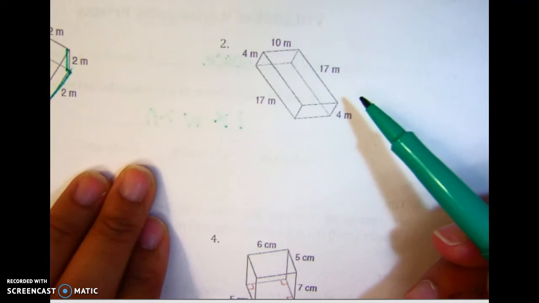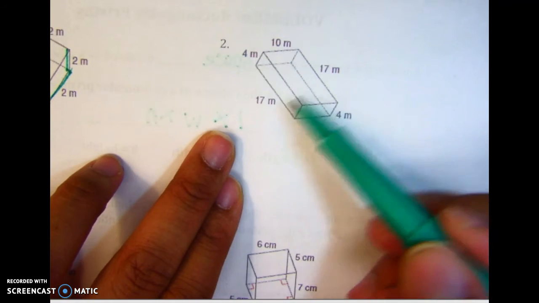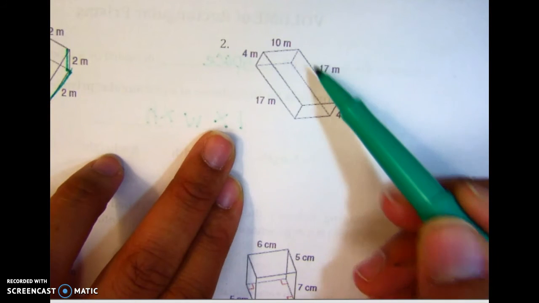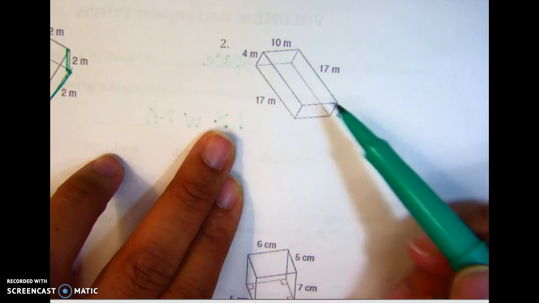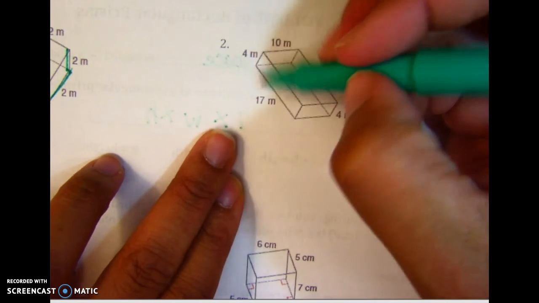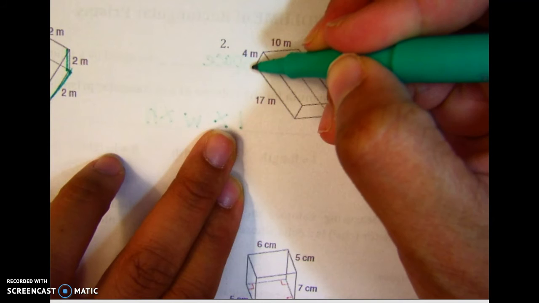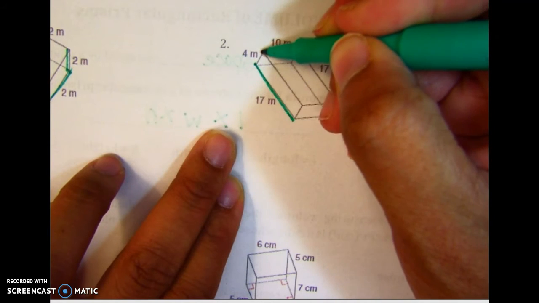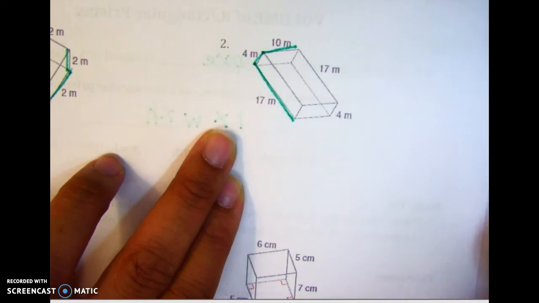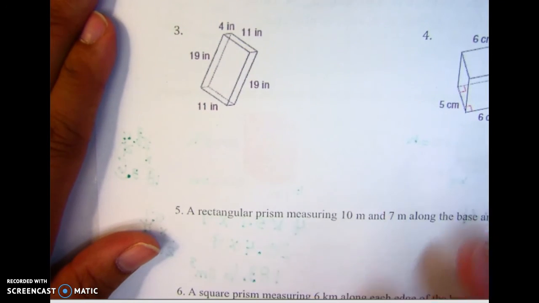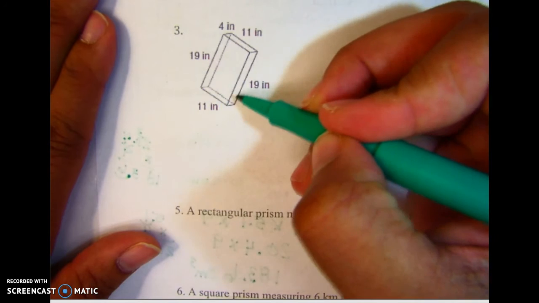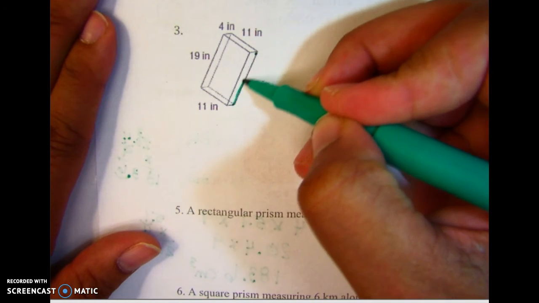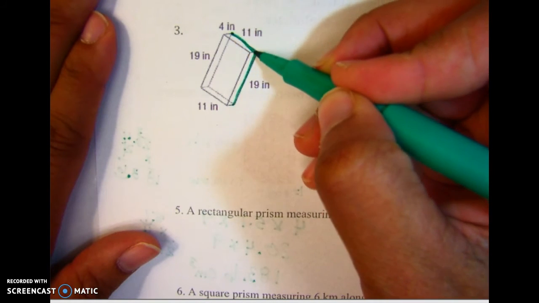There are a whole bunch of numbers here, but a lot of them repeat. All they're telling you is that it's 17 on this side and it's 17 on this side. It's 4 here and it's 4 here. But we only need, you know, the length, 17, the width, 10, and the height, 4. Same thing here. Just find your length, width, and height. Your length, 19, your width, 11, height 4.